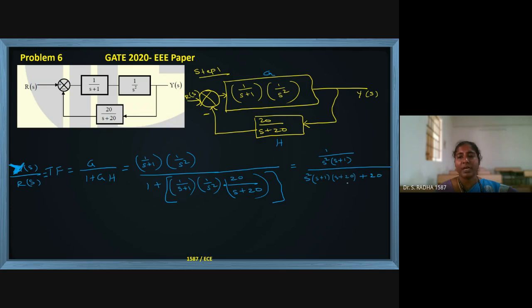Second term in denominator will be 20. LCM will be s square into s plus 1 into s plus 20. This complete is denominator. Okay, s square s plus 1 will get cancelled. We are left with s plus 20 going to the numerator.